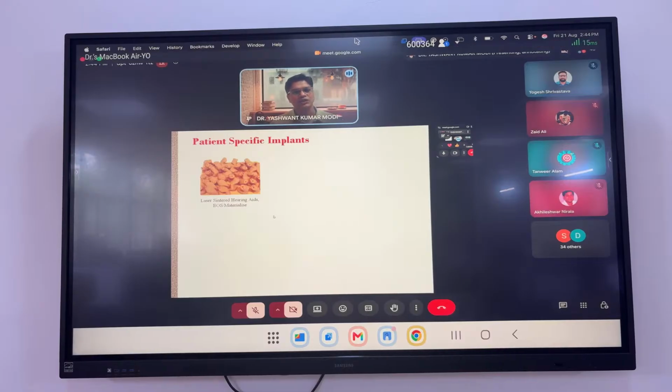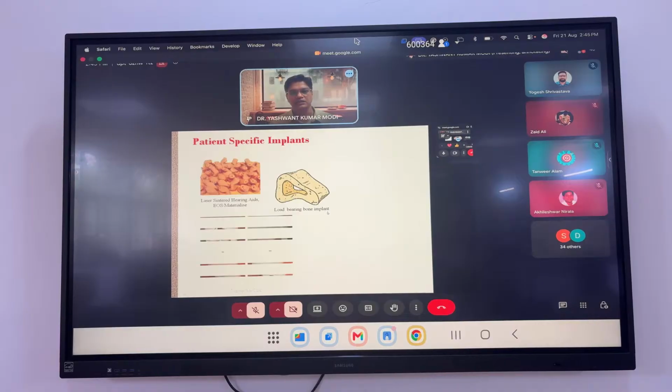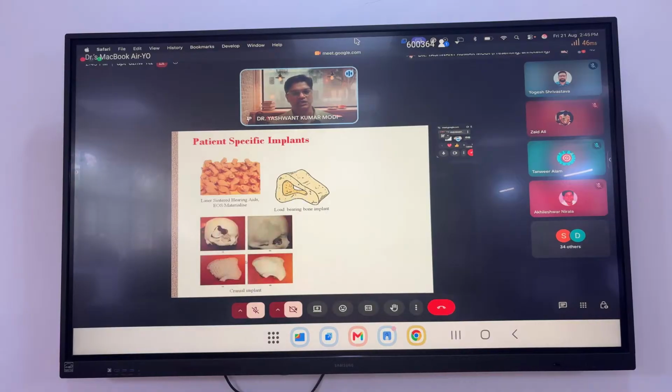Nowadays, more than 95% of the hearing aids are being manufactured using 3D printing technology. Hearing aids. Here is another example of a specific load-bearing bone implant. This is an example of a cranial implant of a patient.